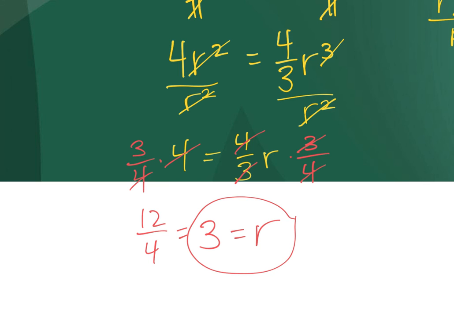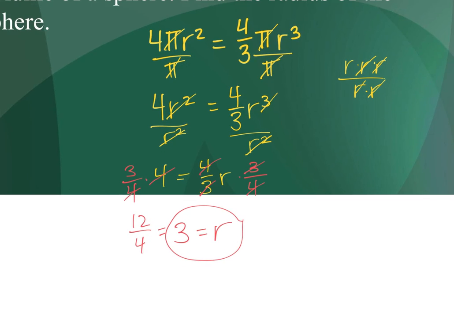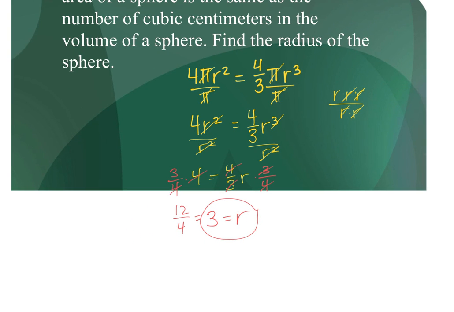So when you have a sphere where the radius is 3 units, its volume is the same as its surface area. That is the only sphere, with exactly 3 units, where the volume is the same as the surface area. Okay? All right. One more. We're almost there, guys.